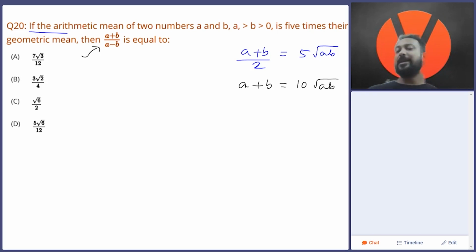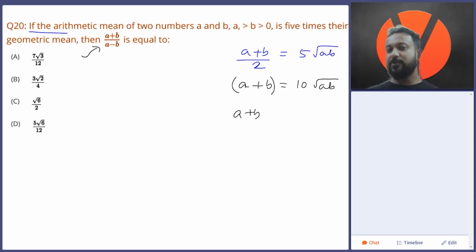So A plus B is given. From here, how will I say what is A plus B by A minus B? One thought could be to find out what is A minus B. You remember identities, correct? Can we relate A plus B with A minus B? Yes. So A plus B whole square is equal to A minus B whole square plus 4AB. Let's see if that works.